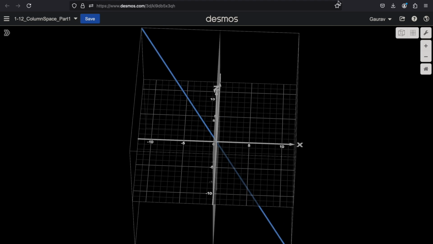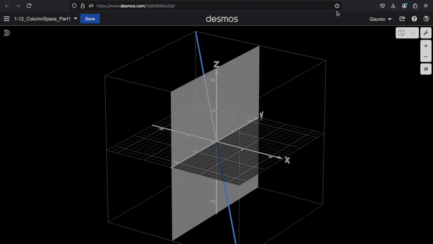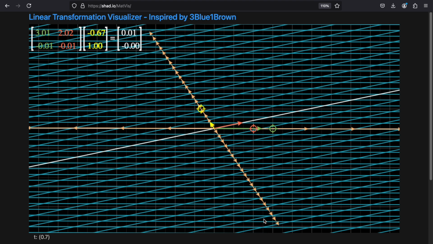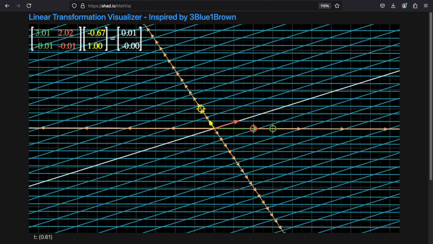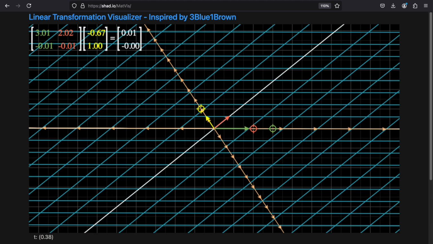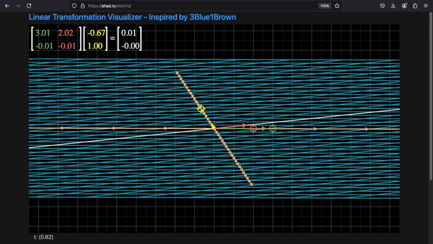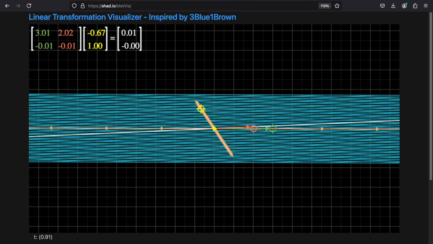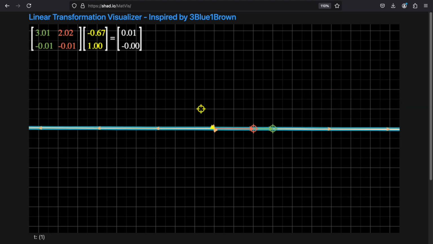All right, and we have already seen this visualization. You can see how all the vectors passing through the null space got knocked down to the origin. See, isn't it beautiful?